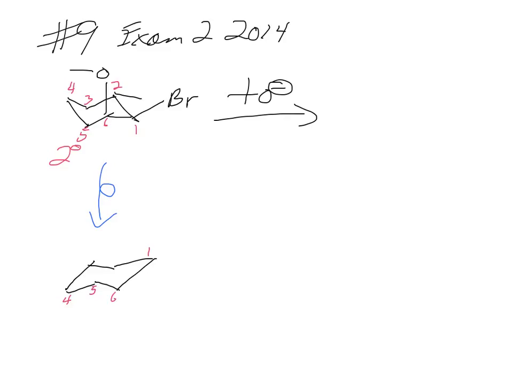5, 6, 2, 3. So on 1 was the bromine, and it was up and equatorial, so now it has to be up and axial. Good.